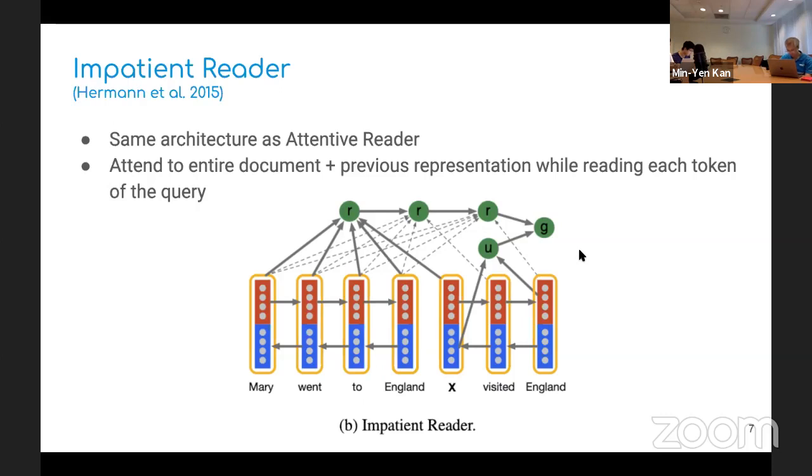That's why it's impatient. But actually, in the model, on the left hand side, you are attending to all the fact tokens and one token from the question, like the X. I'm not sure what it's about, because if you are attending to both inputs, both the fact and the question, why is there only one token of the question attended?